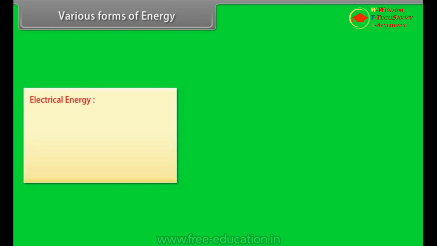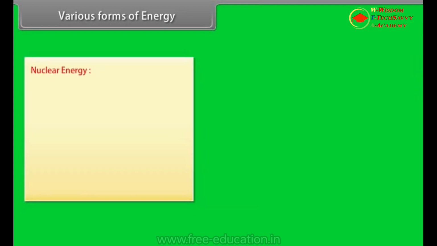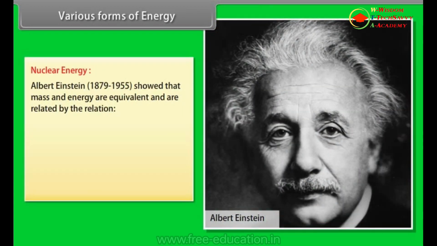Electrical energy. Electric charges and currents attract or repel each other. Thus, work needs to be done in general to move them with respect to one another. The energy associated with this work is called electrical energy. Nuclear energy. Albert Einstein, 1879 to 1955, showed that mass and energy are equivalent and are related by the relation E equal to mc square, where c is the speed of light in vacuum.